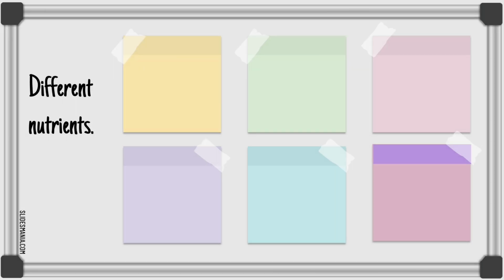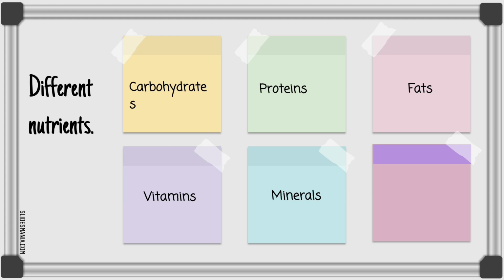The different kinds of nutrients we have are carbohydrates, proteins, fats, vitamins, minerals, and fiber. Okay, now let's see what each one of these is.